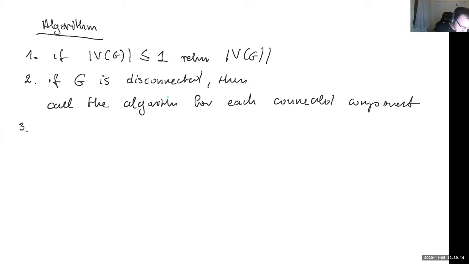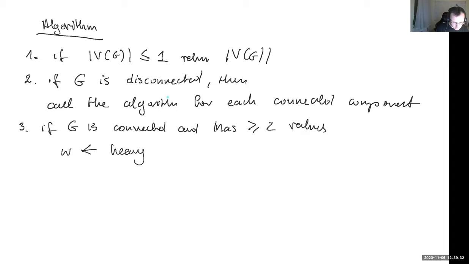And the last case is if G is connected and has at least two vertices. I find a heavy vertex using the previous lemma. I know that it exists, and I branch on it. And by branch on it, I mean exactly the same as I meant when I presented the sub-exponential algorithm. I call my algorithm twice. In the first branch, I decide not to include W in my solution. So I remove W from my graph, and I have my little progress. And in the other branch, I decide to include W in my solution. I remove W, I remove all its neighbors. And as I will argue in a moment, this will give me a huge progress.